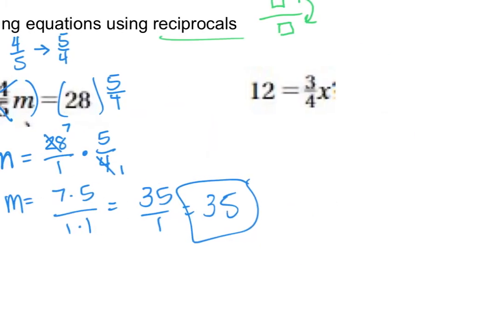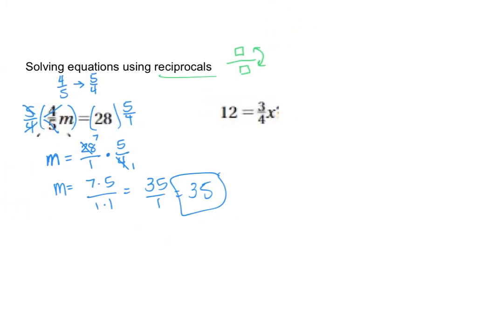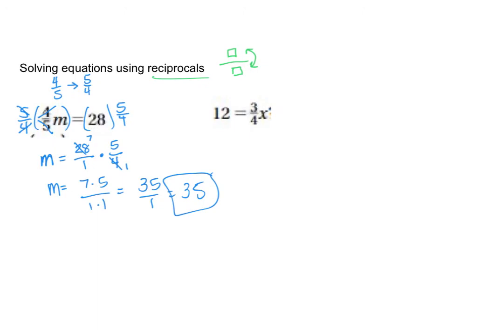All right. And I kind of went into the next section, so I'm going to go ahead and pull this over here. 12 equals 3 over 4 x. With this one, we need to multiply. The reciprocal of 3 over 4 is just 4 over 3. Okay? This will cancel, this will cancel, this will cancel, this will cancel. So x is the only thing left on the right side of the equation.